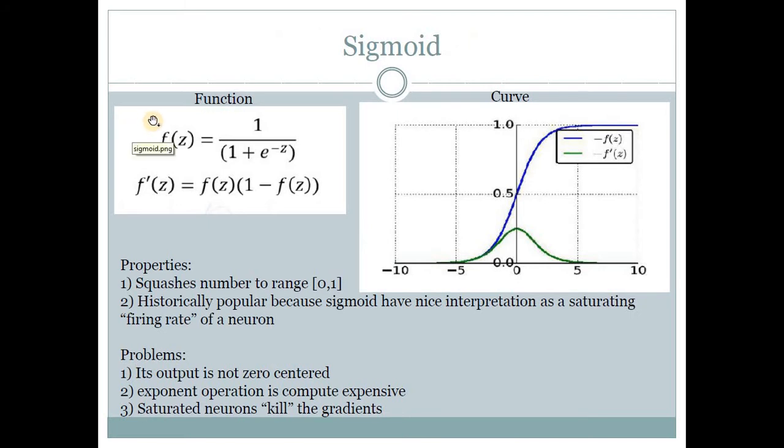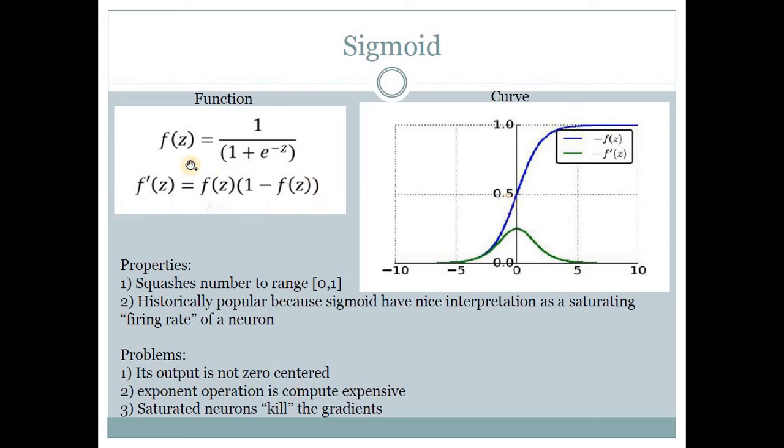First, the sigmoid function. Here, this is the function that we use for the sigmoid. Z is the input to that function, f of z is the output of the sigmoid function. And as you can see, this f of z is nothing but 1 divided by 1 plus e to the power minus z. Here you can see the blue line. So this function will give the output between 0 and 1 and it is centered around 0.5.